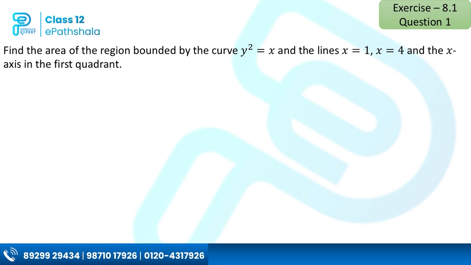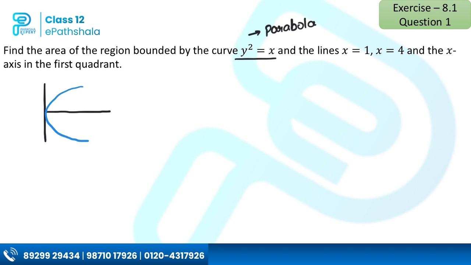Now exercise 8.1, question number 1 says, find the area of the region bounded by the curve y square is equal to x. Y square is equal to x means it is a parabola, and the lines x is equal to 1 and x is equal to 4 and the positive x-axis in the first quadrant. It means we can directly plot the parabola. This is our axis. We have x-axis and y-axis here. If we plot y square is equal to x, it will be something like this.